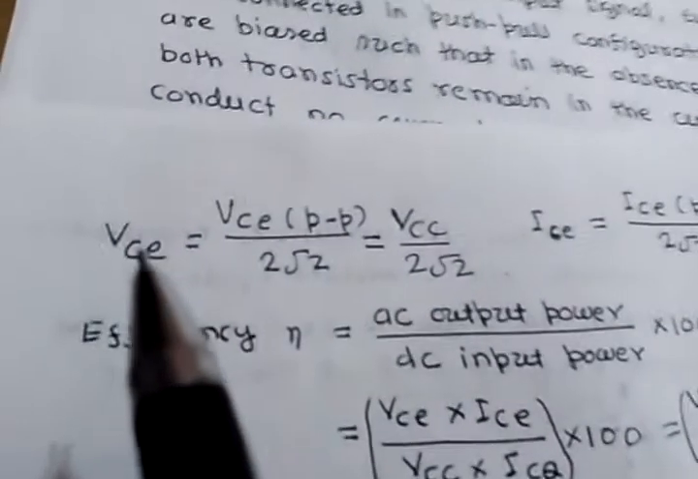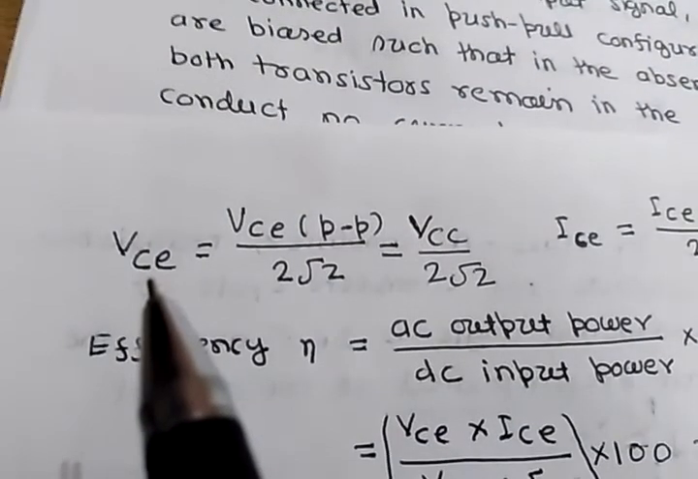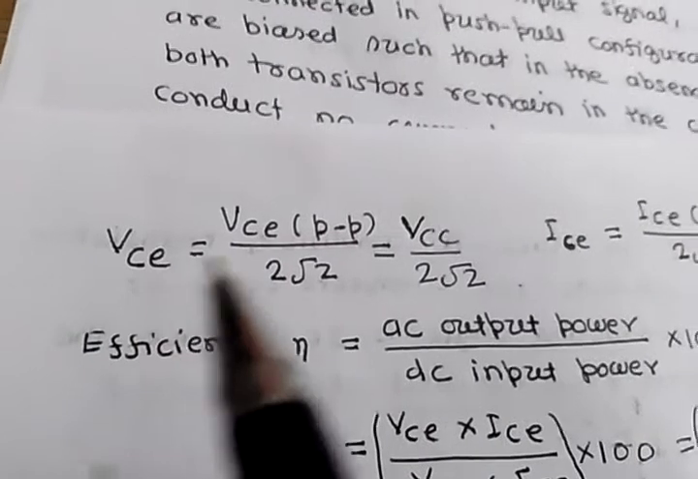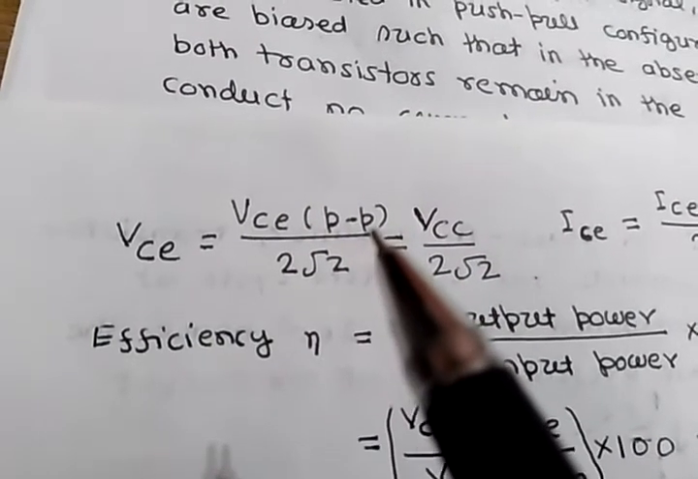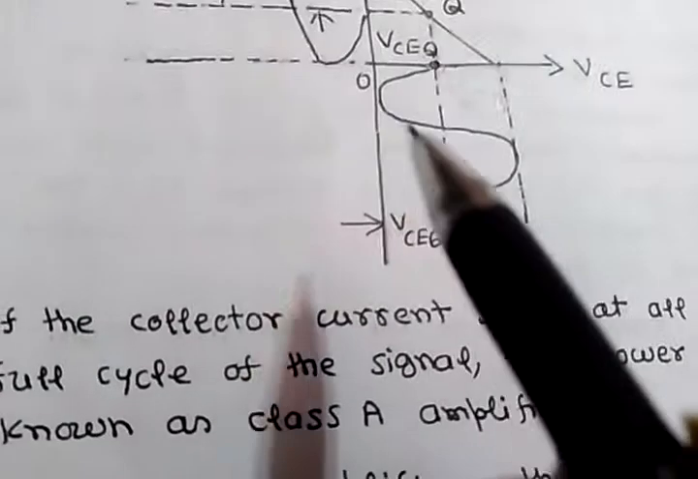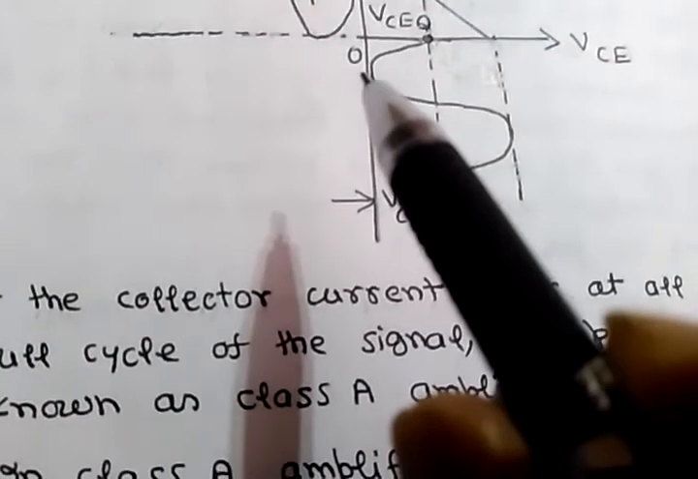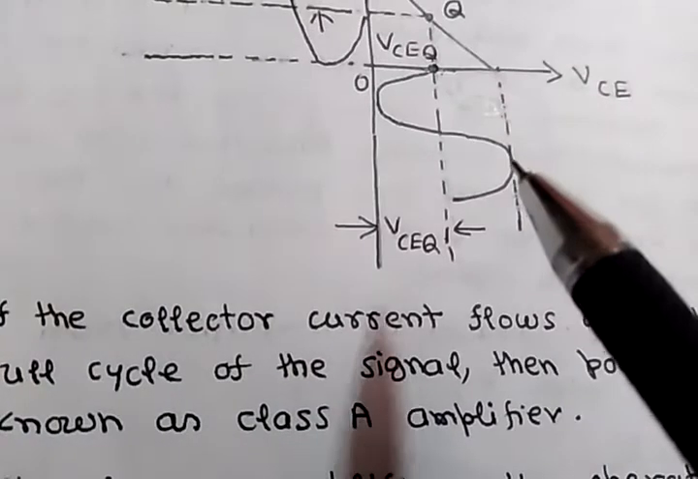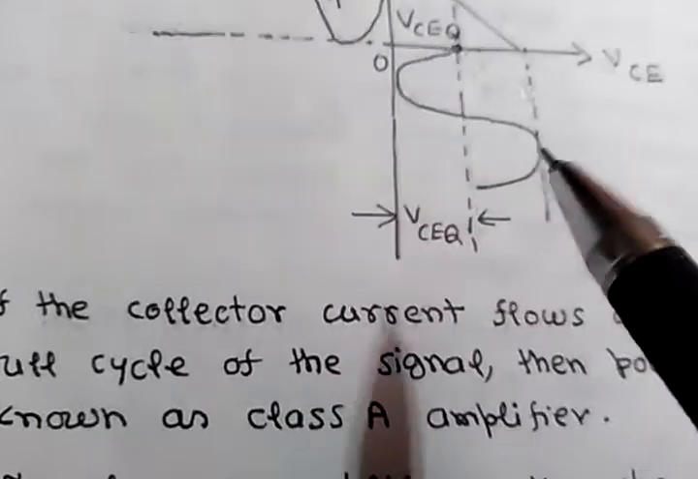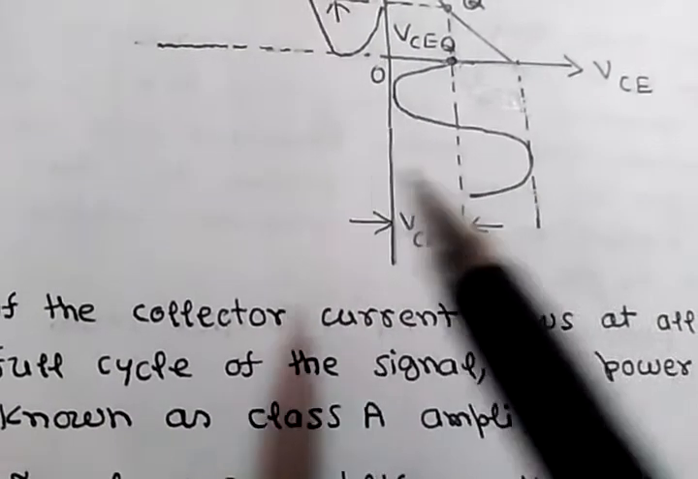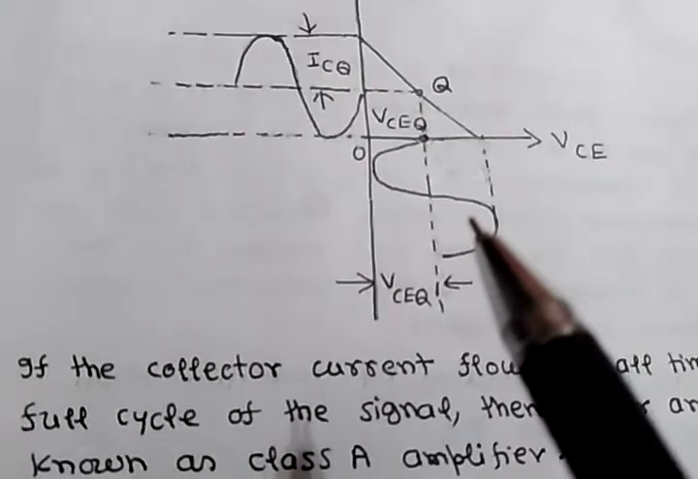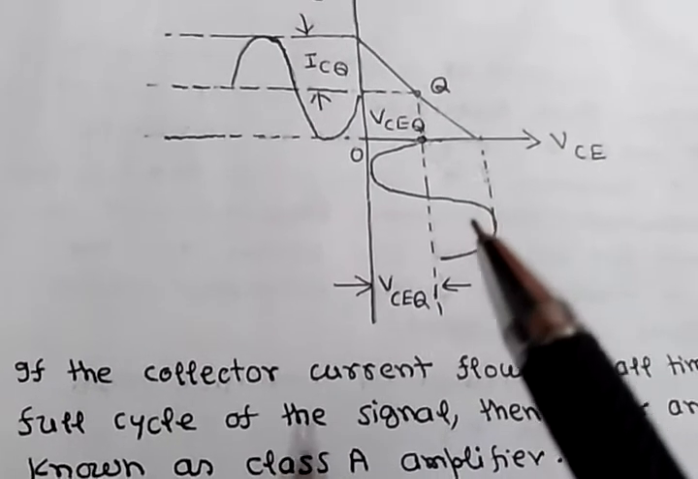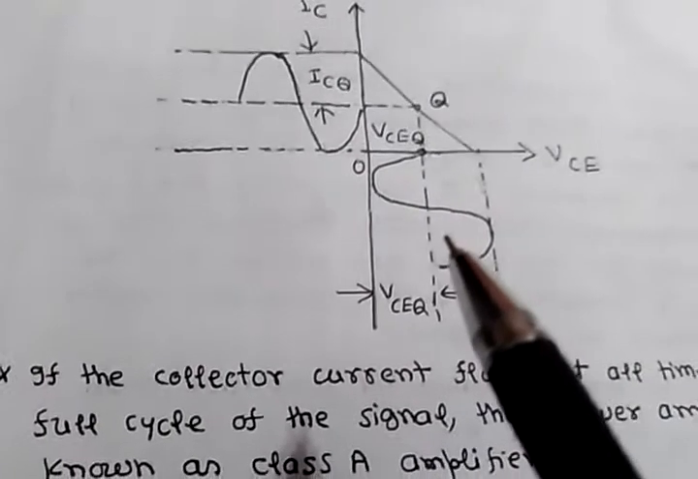VCE, the RMS value of collector to emitter voltage, equals VCE peak to peak divided by 2 root 2. VCE peak to peak means from this lower peak to maximum peak, from this to this value, and it is equal to VCC, the voltage of the power supply used in the amplifier.